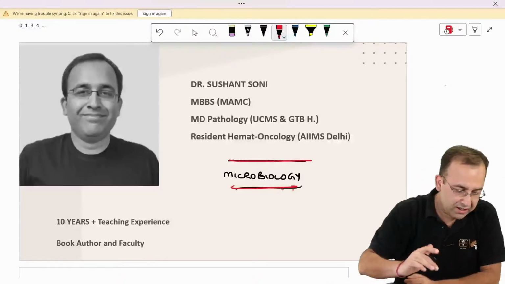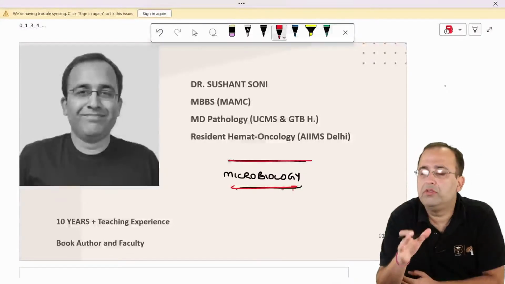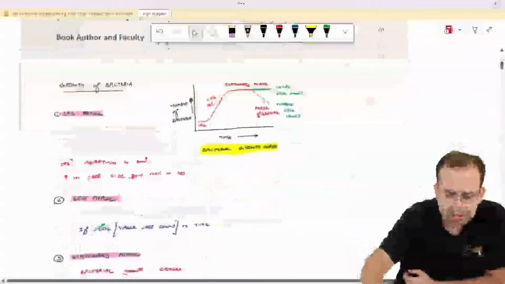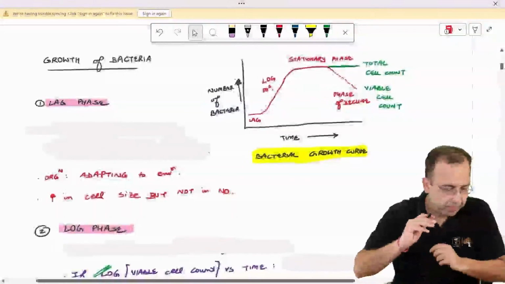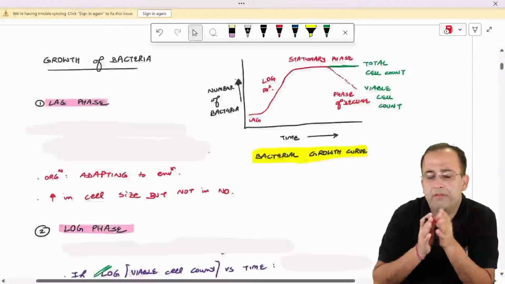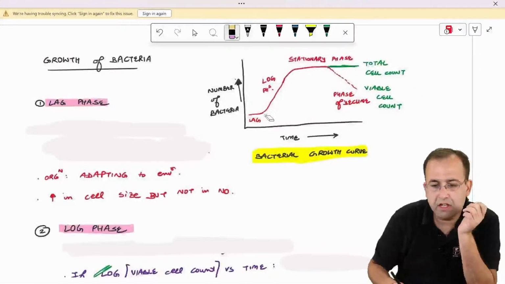So let us start. This will be a high yield session. I'll take care of the most frequently asked topics in microbiology in this. Starting with our first topic, keep on answering. At any point, if you think I'm going too fast, please stop me then and there. So, starting with the bacterial growth curve.